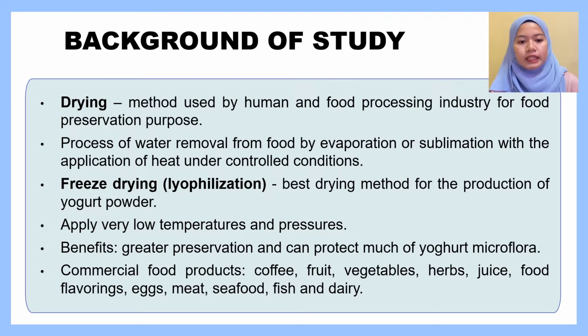Next is drying, a method used by humans and the food processing industry for food preservation purposes. It is a process of water removal from the food by evaporation or sublimation with the application of heat under controlled conditions. Freeze drying, which is also called lyophilization, is the best method for the production of yogurt powder. It applies very low temperature and pressure, which gives the benefit of greater preservation and can protect much of the yogurt microflora. There are several commercial food products that use freeze drying, including coffee, fruits, vegetables, herbs, juice, food flavorings, eggs, meat, seafood, fish, and also dairy products.